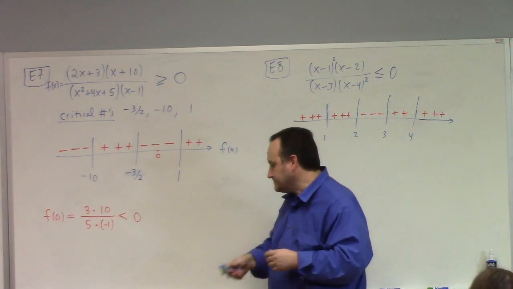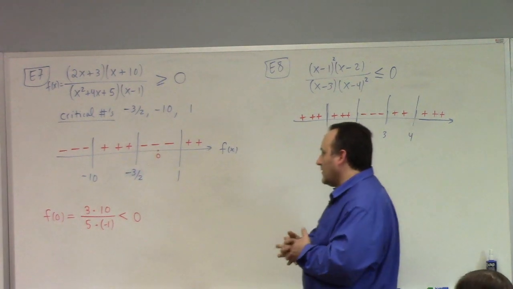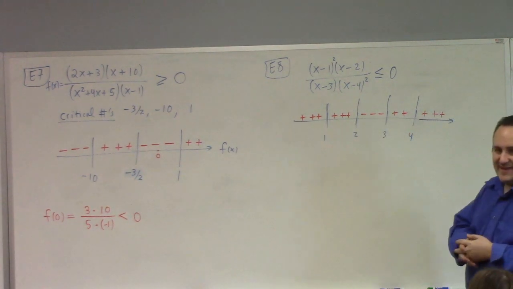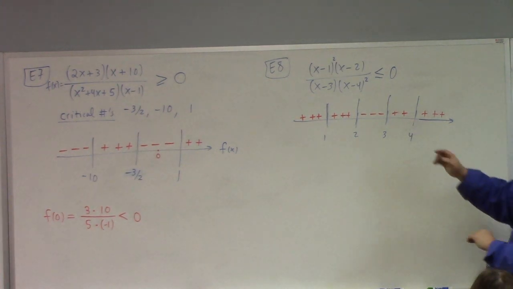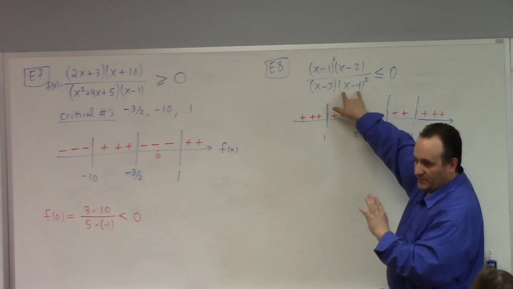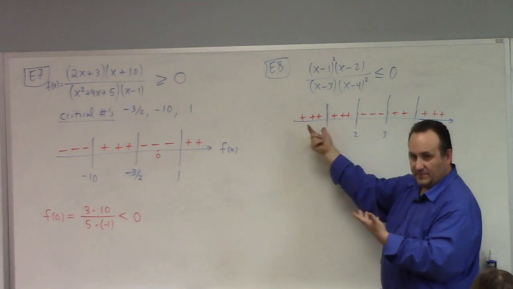Yeah, for the final answer for 7. Oh, I'm not done yet. I was responding to her question, because to understand what I did there, you have to see what I would have done if it was different, which is example 8. So here I had the squares. When there's a square, we don't have the sign flip.